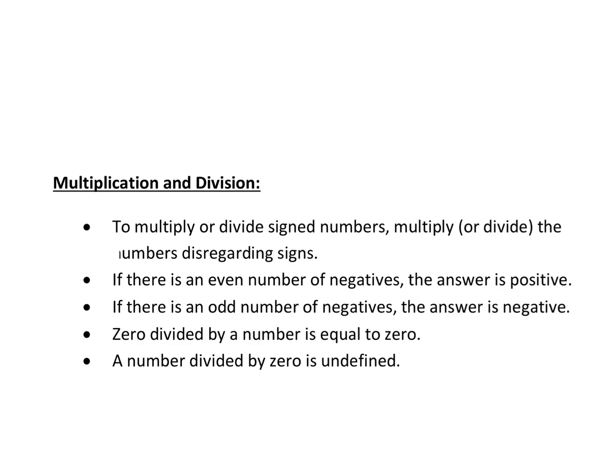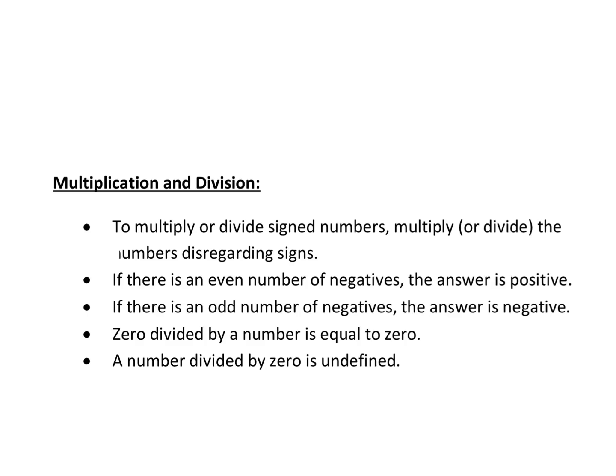The next thing we want to look at is multiplication and division. And so multiplication and division is easier than adding and subtracting because we don't have to change our operation. Multiplication is always multiplication. Division is always division. We don't have to keep track of which number is bigger, which number is smaller. All that we need to know is how many negatives are in the problem.